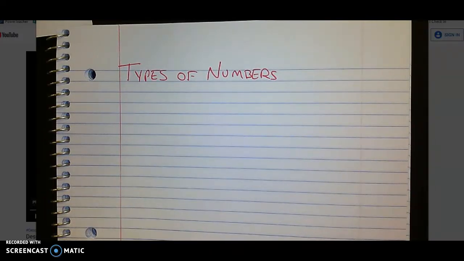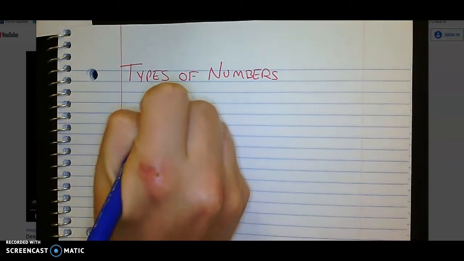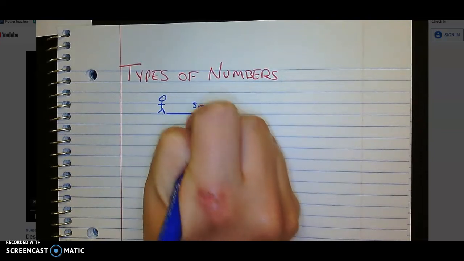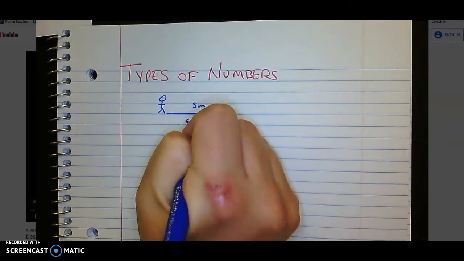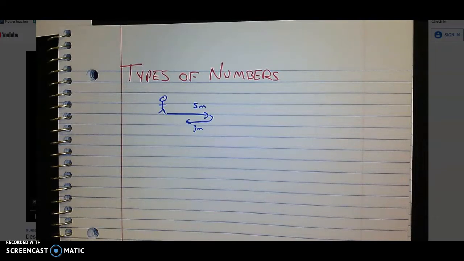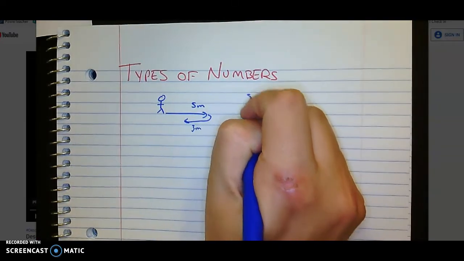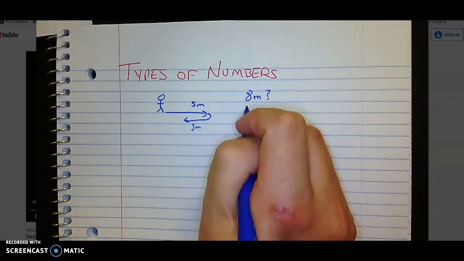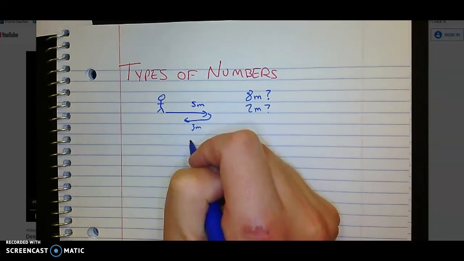And to illustrate why it is that we need to take notes on types of numbers, I want to consider something. So imagine you've got a person here who walks 5 meters forward and then walks 3 meters backwards. And then I could ask you, how far did this person travel? There's probably two answers that you could give. You could either say that this person traveled 8 meters, because they went 5 plus 3, or you could just say he traveled 2 meters because he ended up 2 meters from where he started.